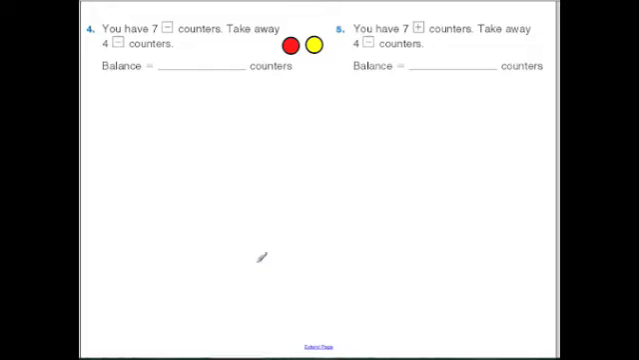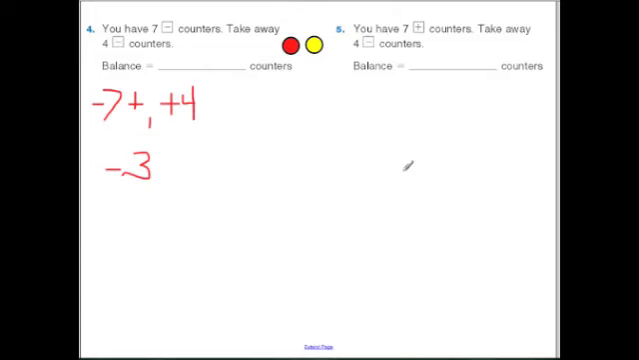Let's look at number 4. If you have 7 negative counters and take away 4 negative counters, what is your balance? So first let's write this as a sentence. It says we have 7 negative counters, and we're taking away 4 negative counters. If we look, we have 2 negatives together, and a rule is that 2 negatives make a positive, so we can change these to be positive. So our sentence now looks like -7 plus 4. We take -7 and add 4, we get -3 as our answer.